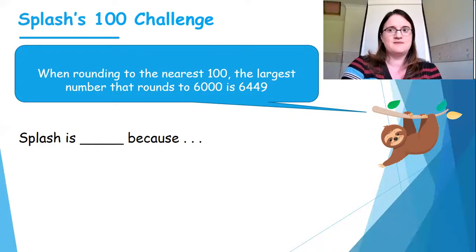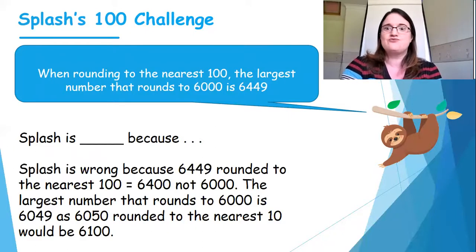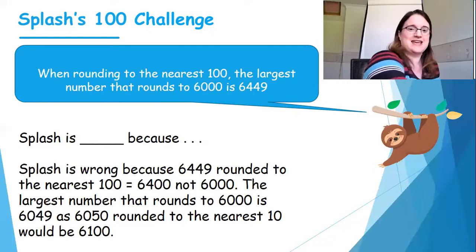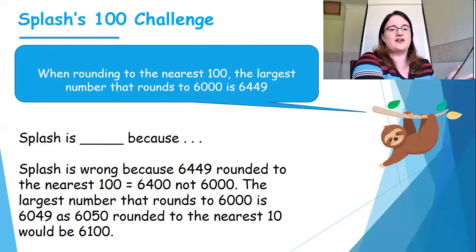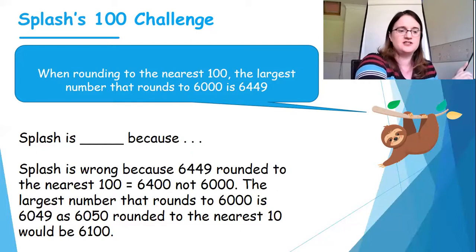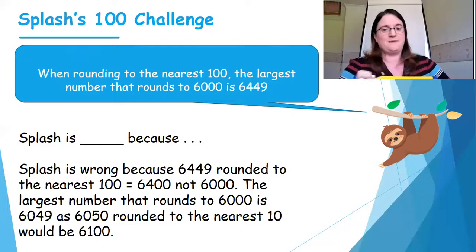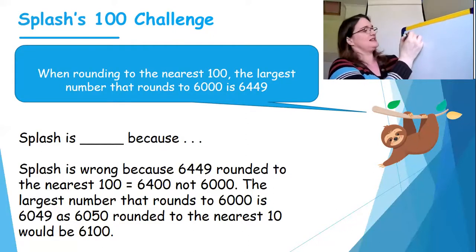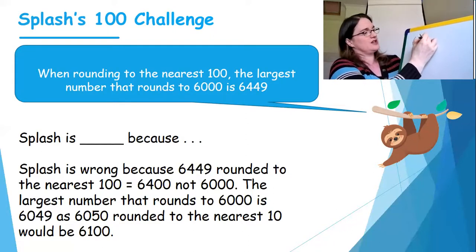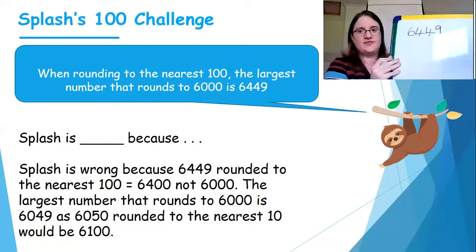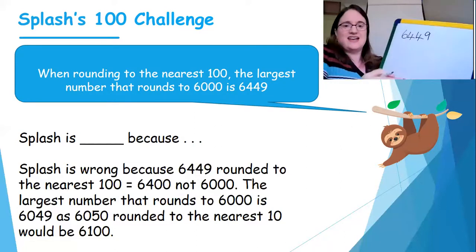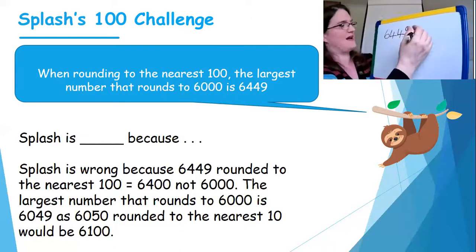How did you do? I am going to be so impressed if you've managed this, because this is probably one of the hardest challenges we've had so far. Let's have a look, shall we? Splash was wrong because 6,449 rounded to the nearest 100 isn't even 6,000. So let's have a look at that bit first, shall we? So he said 6,449. This was the number, and he said that's the largest number that rounds to 6,000.